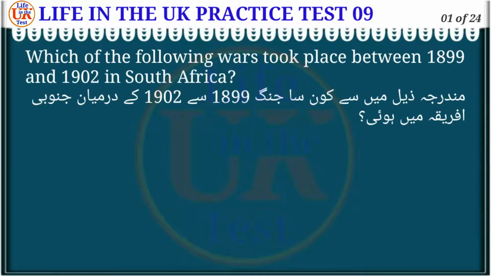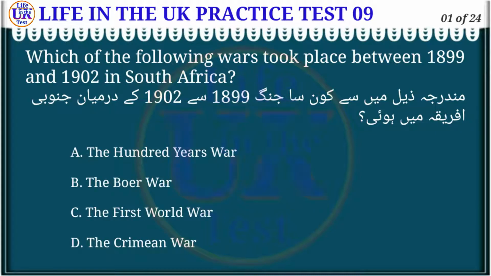Question 1 of 24. Which of the following wars took place between 1899 and 1902 in South Africa? A. The 100 Years' War. B. The Boer War. C. The First World War. D. The Crimean War. The correct answer is B.